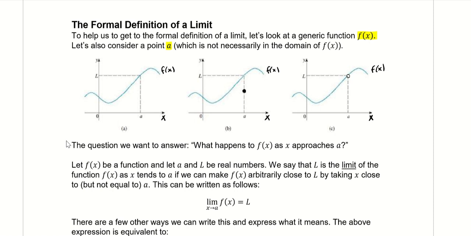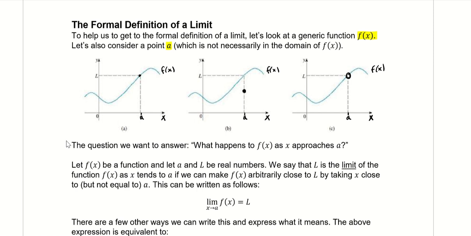Now it's kind of hard to read on this screen. Maybe it's not too bad on yours, but this is our a. This is some value of x, some point on our x-axis a. Now, a could land on our function, which is fine. It could be off the line of our function, which is also fine for our purpose right now. We could also have this open circle here.